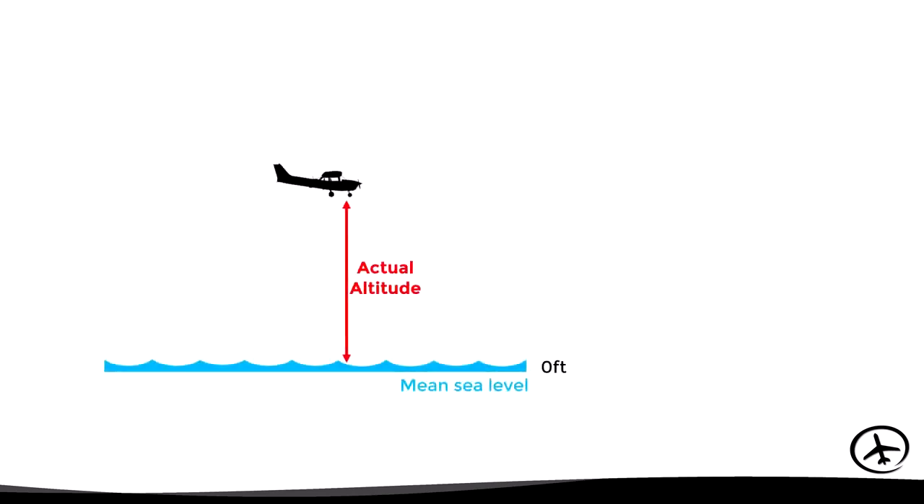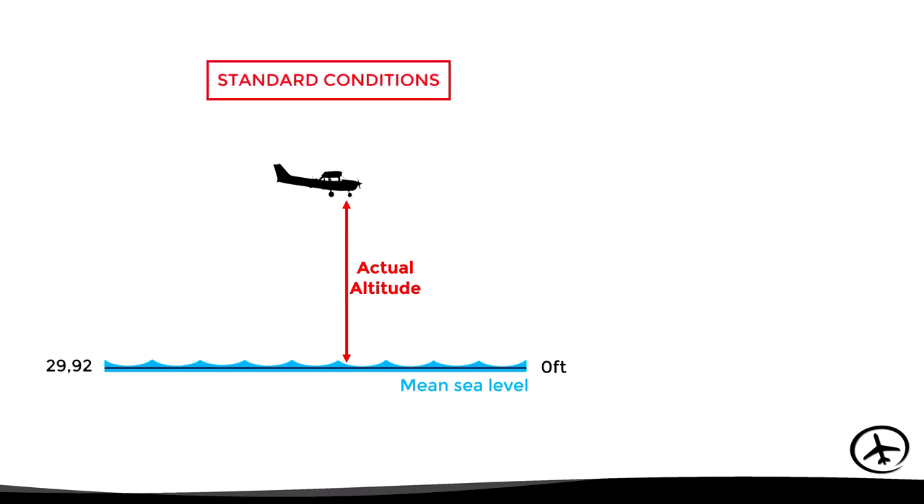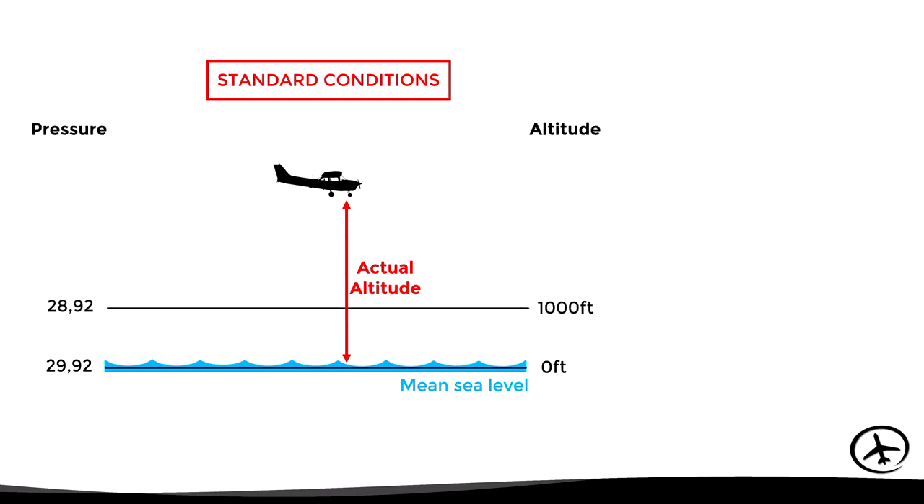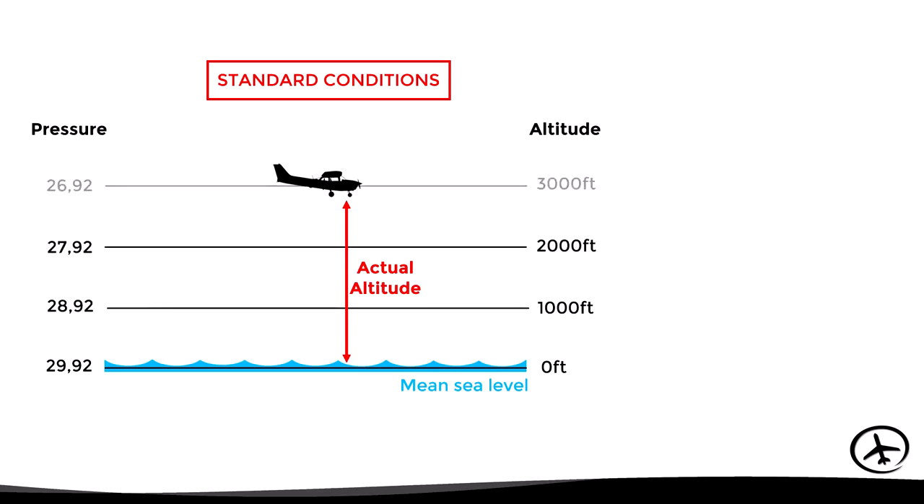As we already know, the actual altitude is the vertical distance between the mean sea level and the aircraft. And under standard conditions, the pressure level that identifies the mean sea level is 29.92 inches of mercury. From this point, the static pressure decreases with altitude at a rate of approximately 1 inch per 1,000 feet. And theoretically, below the mean sea level, the static pressure would increase at the same rate. Each of these lines that identify a pressure level is called an isobar, and they will be very important for this explanation.